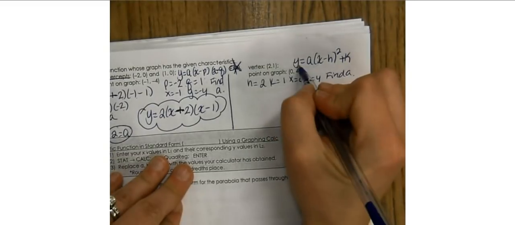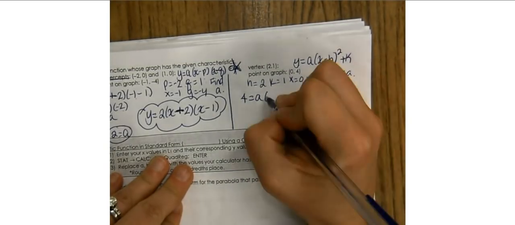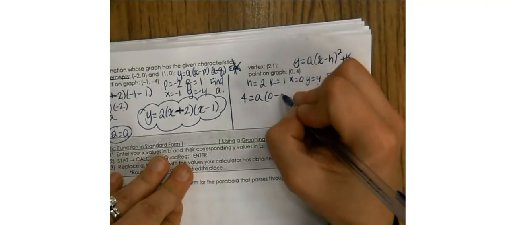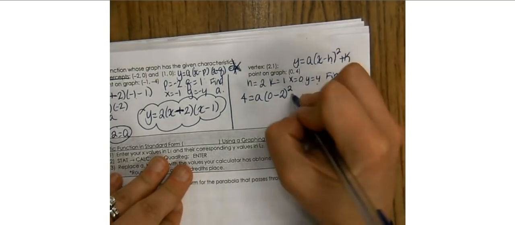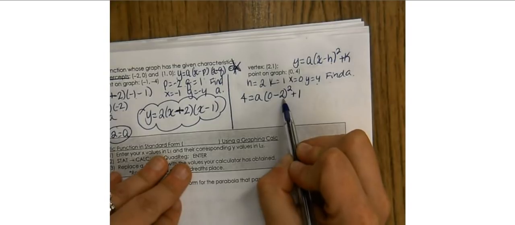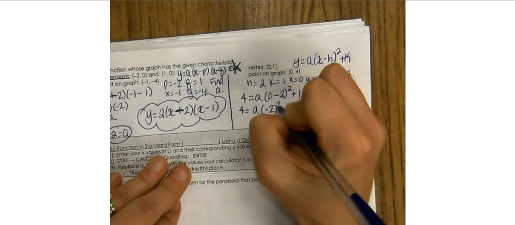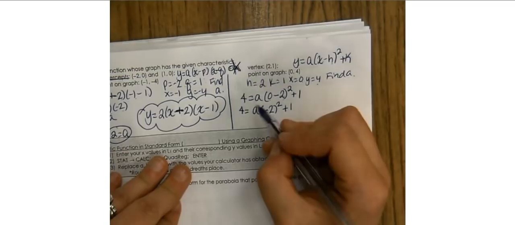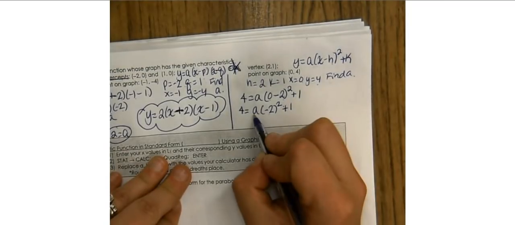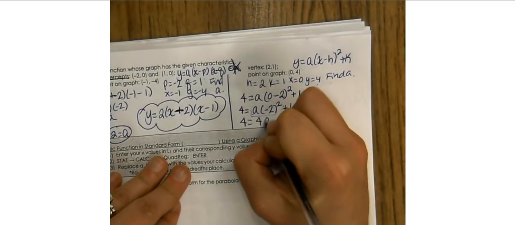So y is 4, equals a, I don't know that yet, times x, which is 0, minus h, which is 2, squared, then plus your k value, in this case 1. So 0 minus 2 is negative 2. I'm just going to do one step at a time. So I have a times negative 2 squared plus 1. Negative 2 squared is 4, so I can rewrite this term as 4a. So 4 is equal to 4a plus 1.